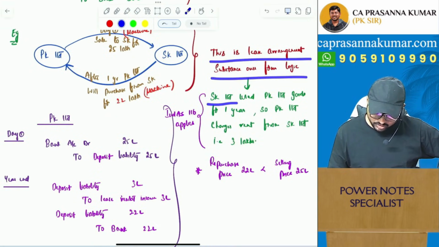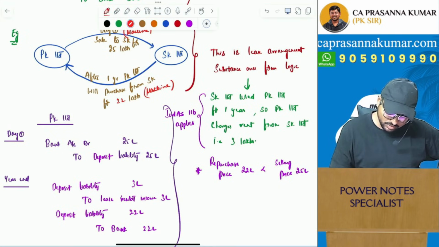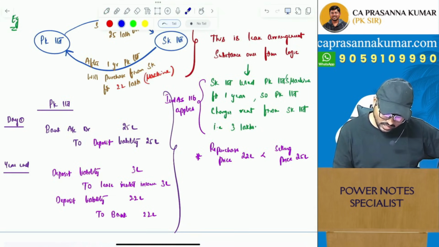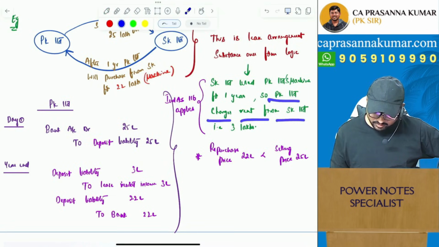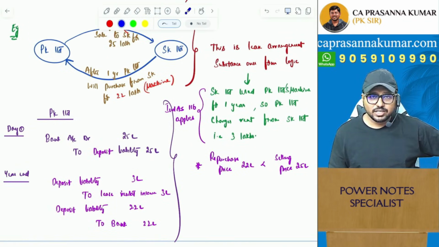So SK used PK Limited goods. Here I should not be writing goods. Let me write machine. Okay, SK used PK Limited machine for 1 year. So PK Limited charges rent from SK Limited. In essence, that is 3 lakhs. So in that case, it is like a deposit liability. You have to treat it that way.